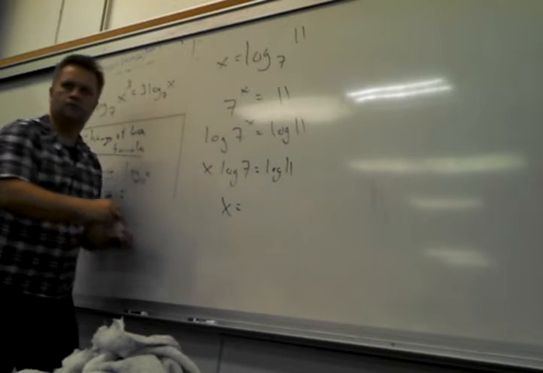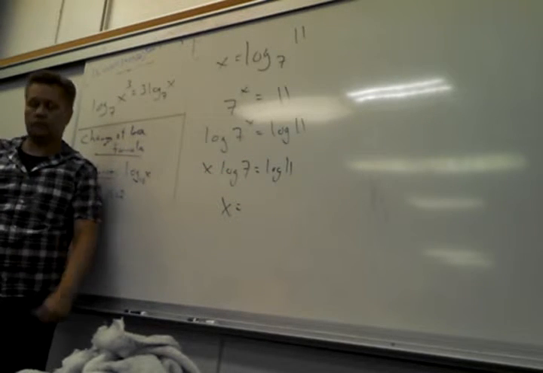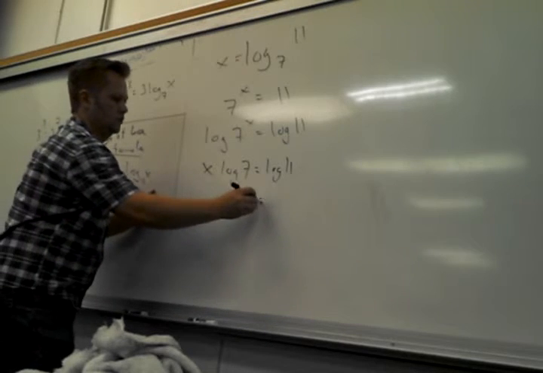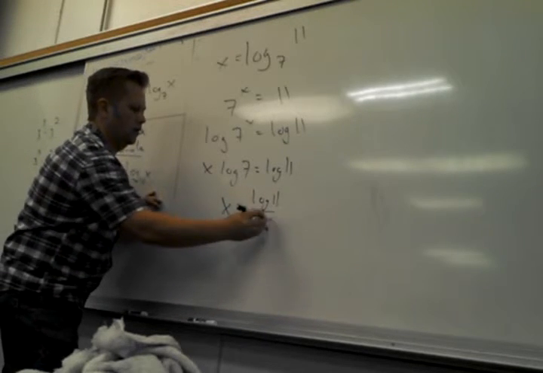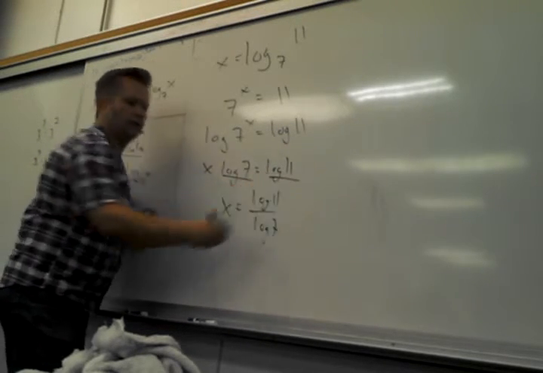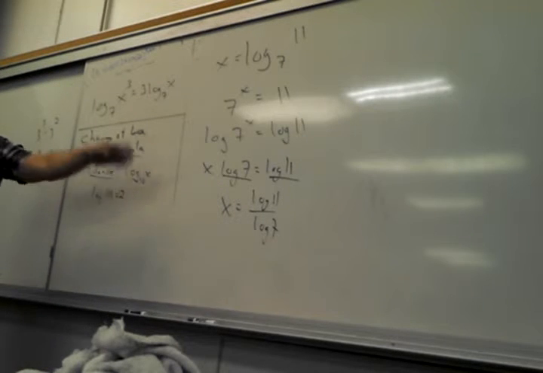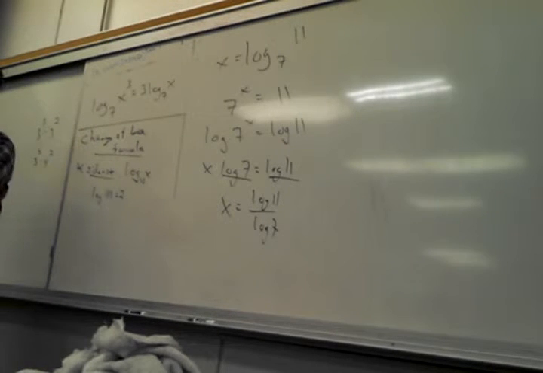So x equals log 11 divided by log 7. This is a number. This is a number. Just like square root of 7, square root of 11, right? The logs don't cancel. Be careful.